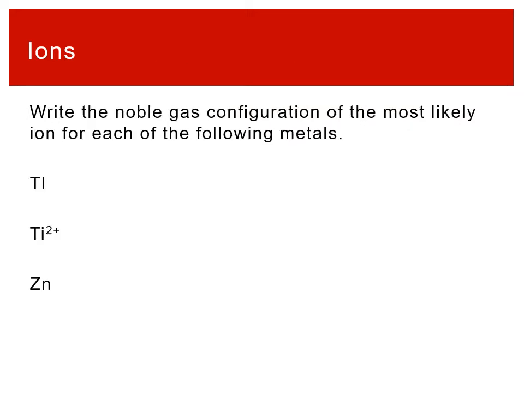Let's do some examples. Write the noble gas configuration of the most likely ion for each of the following metals. One thing to key in on is that now we're looking at metals. You'll note both of these odd situations, pseudo-noble gas and transition metals, only happen when we're talking about metals. These are the not fixed charge metals that we're talking about.